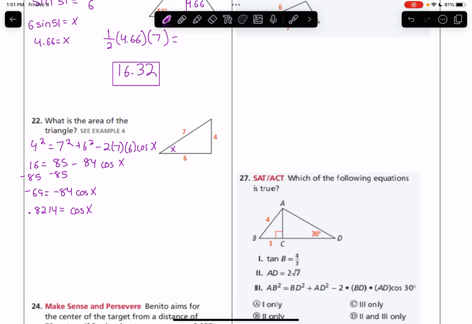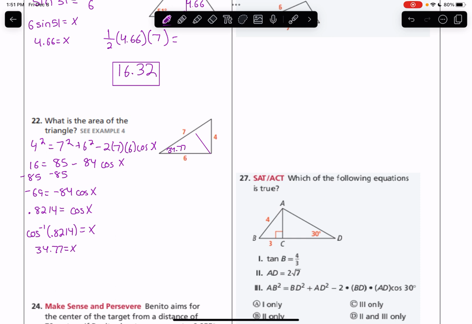Got to find the inverse cosine of both sides of that to find x. So that, according to the calculator, is 34.77. So the angle we're looking at is 34.77 degrees. Awesome. Now we just need the height of the triangle.